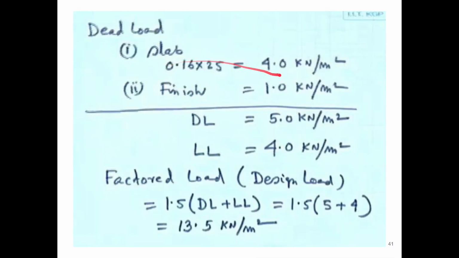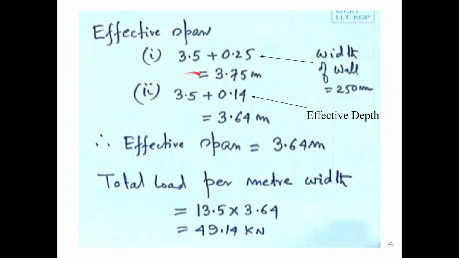In order to find the dead load of slab, as per unit area. So effective span, based on the conditions, will be 3.5 plus 0.25, that is half of both side wall width, so that will be one width of wall.